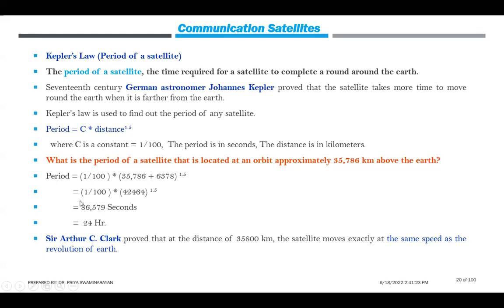In total, our answer would be 86,579 seconds. Once we convert it into hours, it's 24 hours. That means if we launch any satellite at an altitude of 35,786 kilometers, it takes 24 hours to complete a single cycle. This formula has been proposed and proved by Kepler, and that's why it is known as Kepler's law.